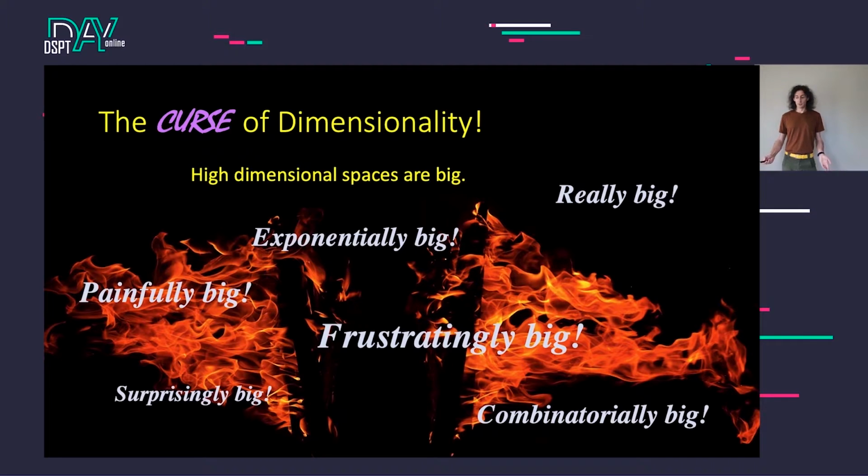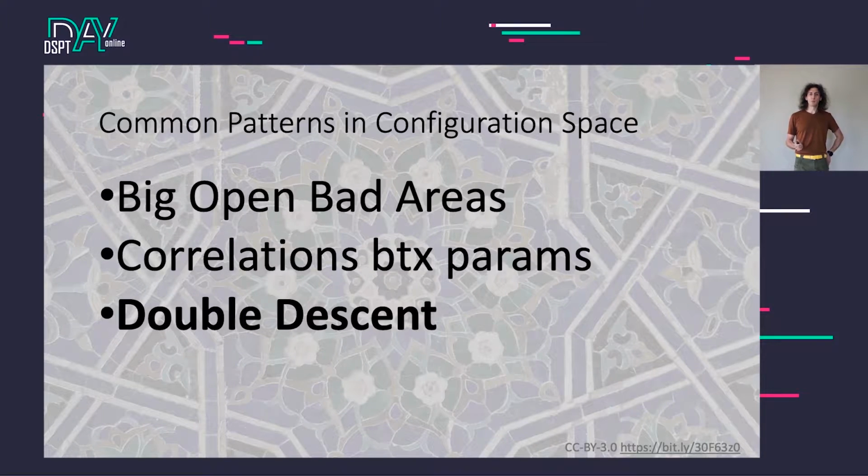And there's not much to do about it except to realize that this is the case and figure out how to deal with it. Another important common phenomenon in configuration spaces is what's called double descent. Up until now, all the things I've been talking about are probably pretty well understood to a lot of folks who've been at this for a while.